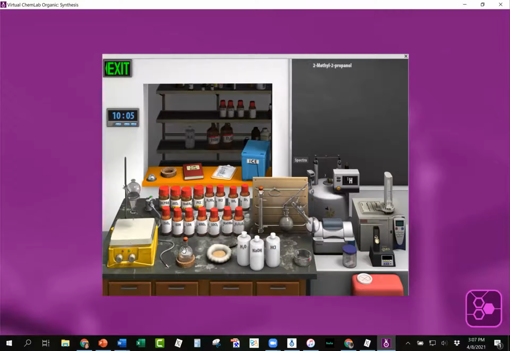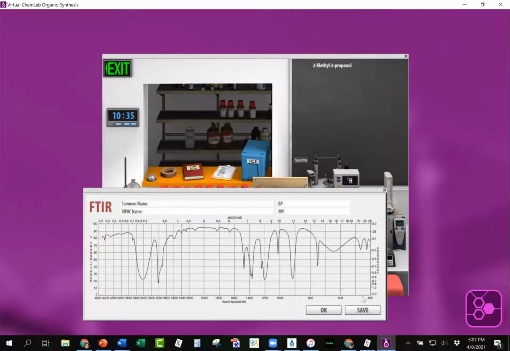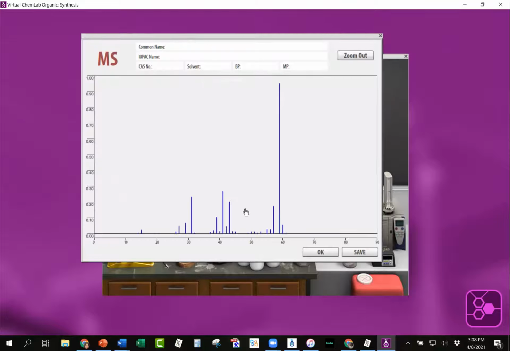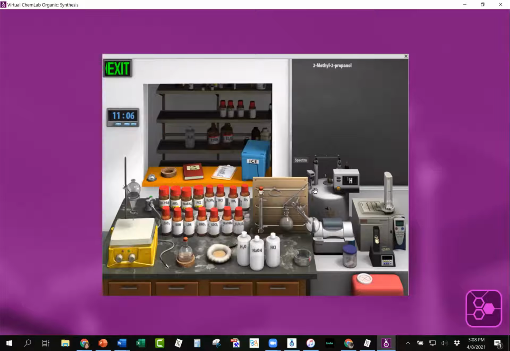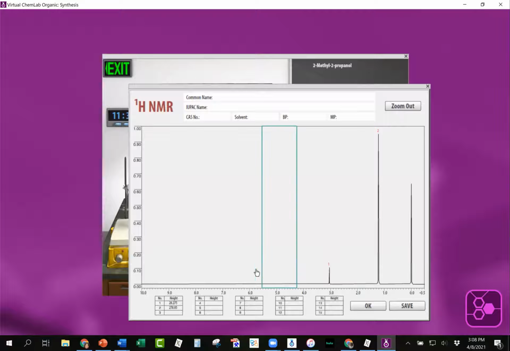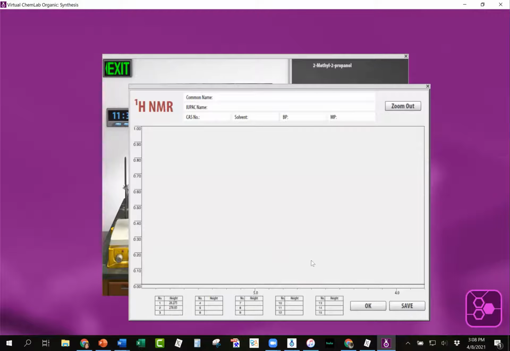We can do an FTIR spectrum and save that to the notebook. So if you save this here, they can point out that there's an OH functional group. Click OK. You can do mass spec and get your mass ions there. You can also save that to the notebook. And also there's proton NMR and also carbon NMR. These areas can be zoomed in on. I can zoom out.